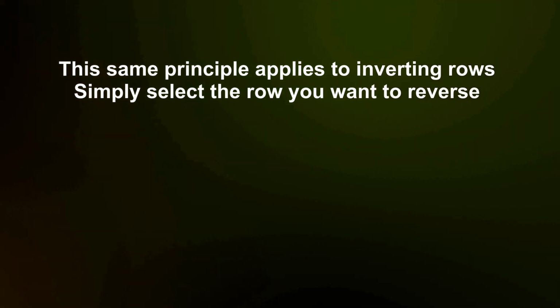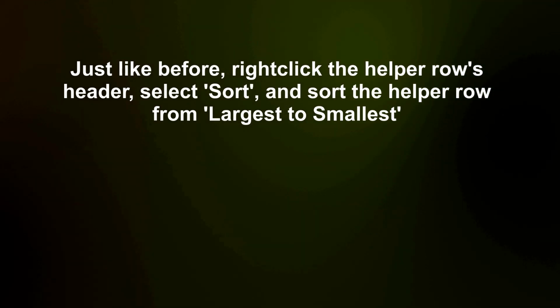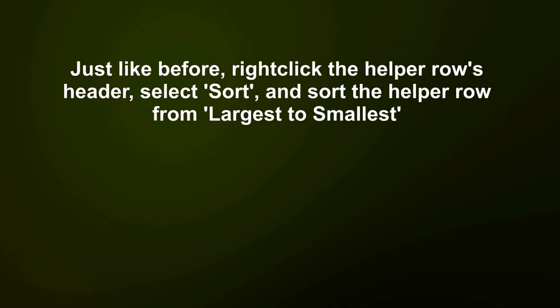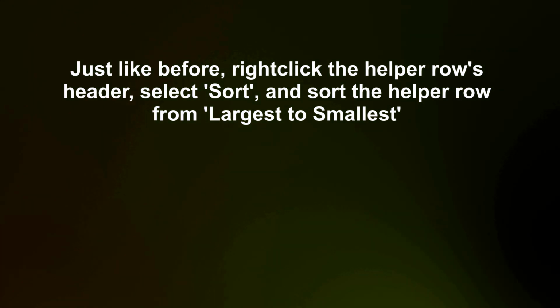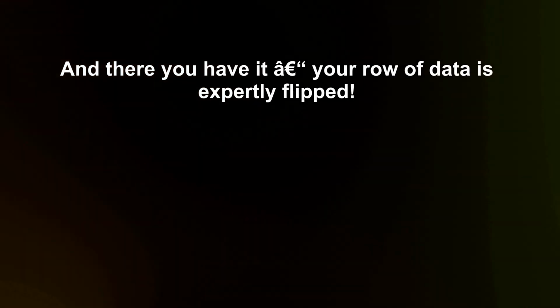This same principle applies to inverting rows. Simply select the row you want to reverse. Create a temporary helper row below it and use the formula equals COLUMN in the first cell. Then drag it across to fill the entire row. Just like before, right-click the helper row's header, select Sort, and sort the helper row from largest to smallest. And there you have it. Your row of data is expertly flipped.